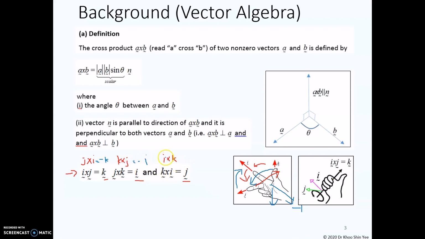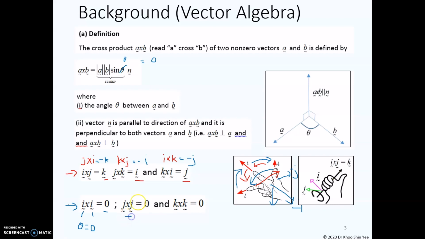And lastly, I cross with K, you obtain negative J. If you perform the cross product between two vectors that are in the same direction, for example, I and I here, the angle is 0. So if you substitute 0 inside here, you obtain sine 0 equal to 0. Therefore, the cross product between I and I, which are in the same direction, will be 0.